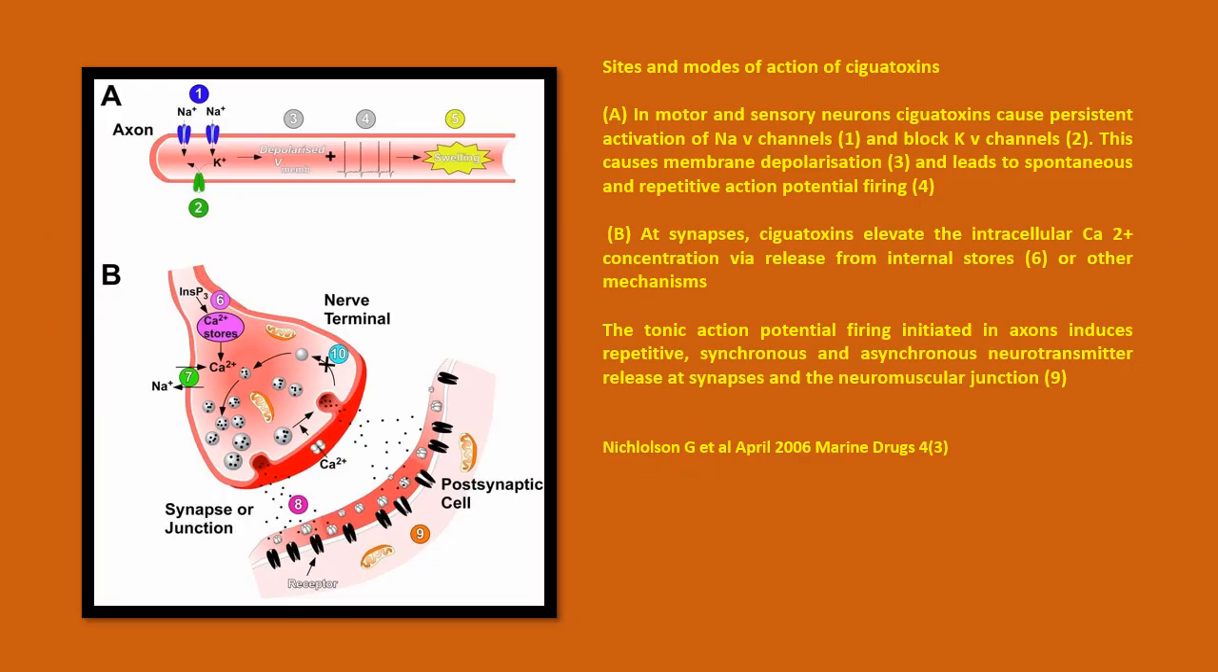This figure shows the site and mode of action of ciguatoxins. In the motor and sensory neurons, ciguatoxins cause persistent activation of sodium channels and block potassium channels. This causes membrane depolarization and leads to spontaneous and repetitive action potential firing.